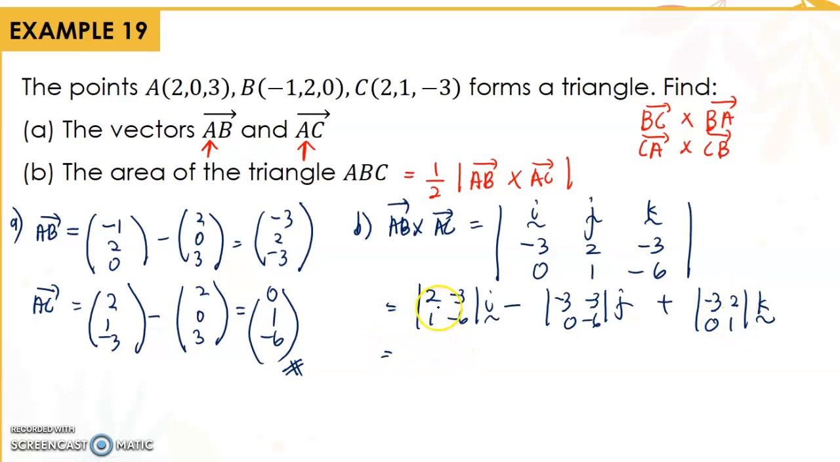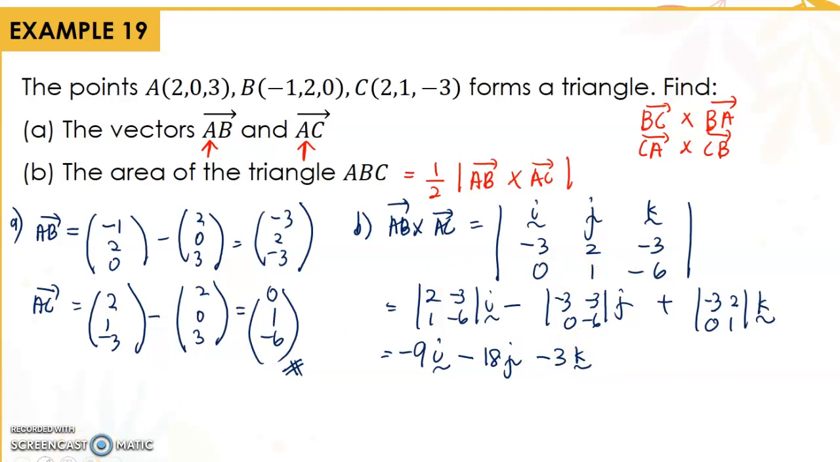Okay, apply ad minus bc. Negative 12 plus 3, so we get negative 9i. Positive 18 minus 0, so minus 18j. Negative 3 minus 0, minus 3k.